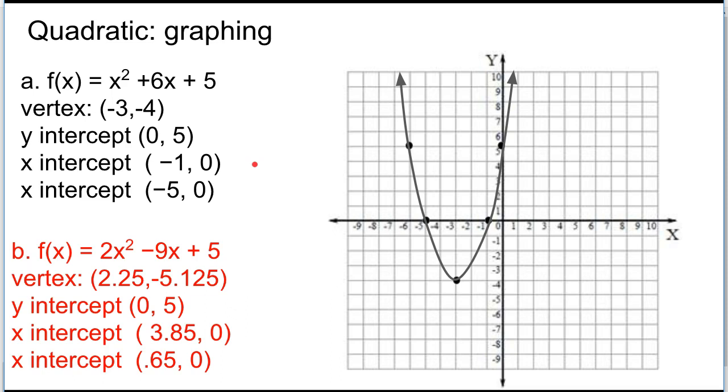We did 2x squared minus 9x plus 5. And again, we have a vertex. It's not the prettiest, but it's a vertex. And so we would plot that. And then we've got a y-intercept, and we would plot that. And then our x-intercepts. And again, we're kind of estimating here.